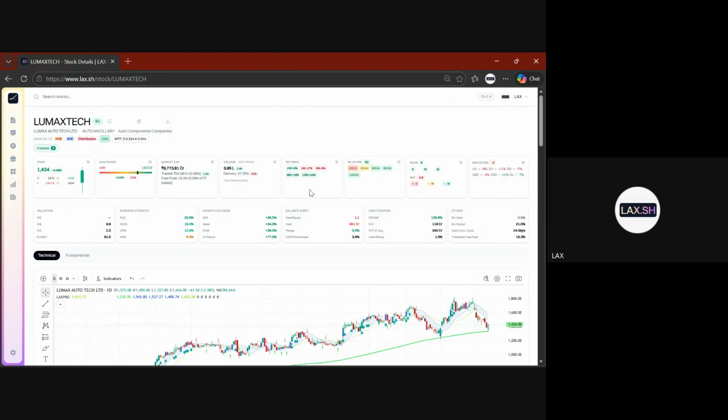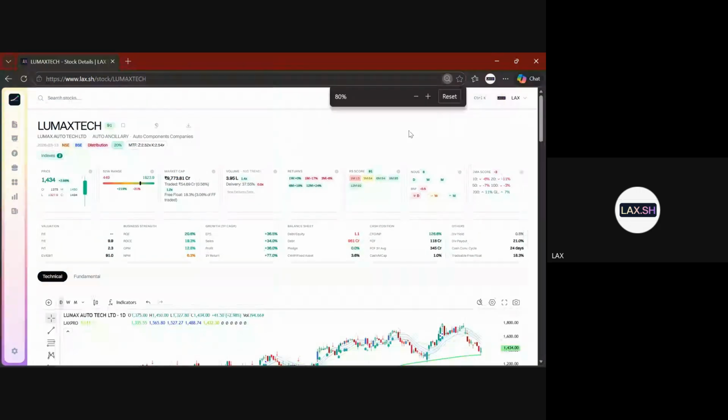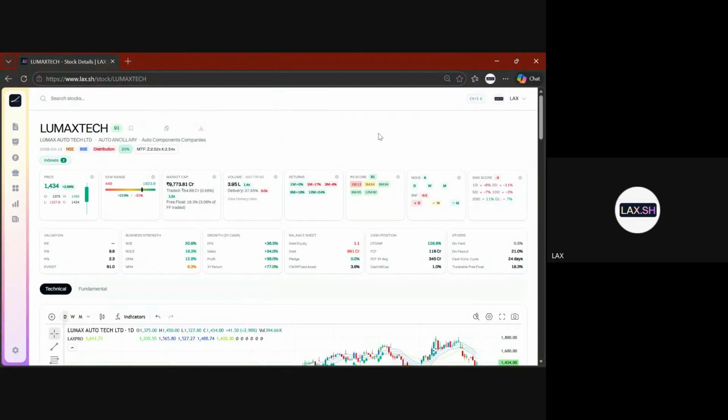Anybody has any question regarding what you're seeing right now? I can explain if you have any question. Otherwise, it's fine. I can zoom in a little bit so that you'll be able to read it more clearly.